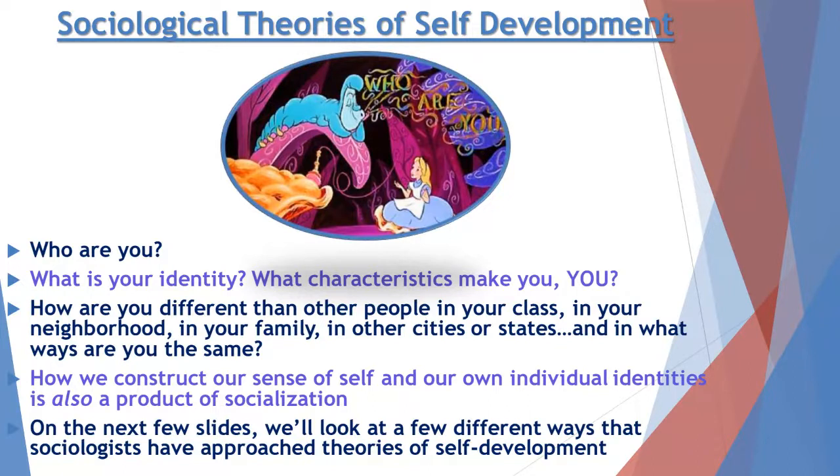So these following slides are going to focus on how we construct our sense of self, how our own identities are also in many ways a product of our socialization. That we can only be a self, or we can only recognize our own identity, because we recognize other norms in society and other beliefs and the way that society views us or judges us.